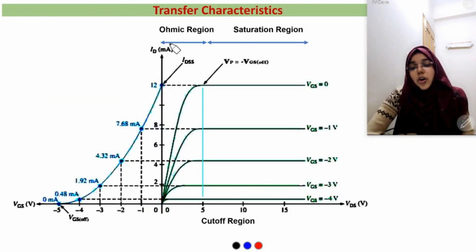Now, if we draw the transfer characteristics, that means ID versus VGS, we can see that when VGS equal to 0, we get the maximum saturation current IDSS. As VGS increases in a negative value, we get lower saturation current, and when VGS is equal to Vp, ID is 0. Now if we connect all the points here, we can get the transfer characteristics.